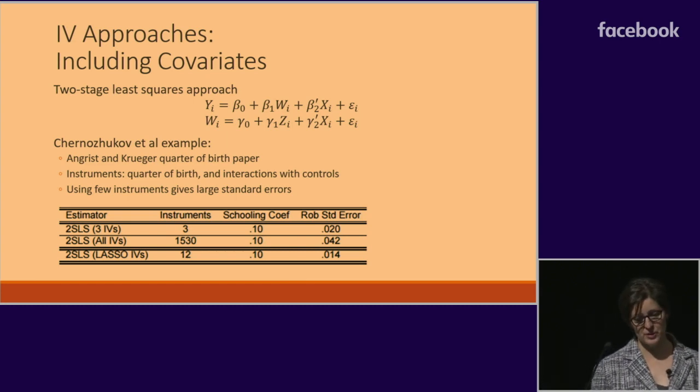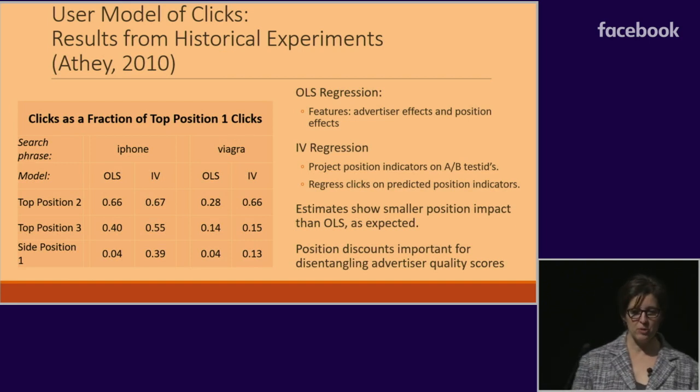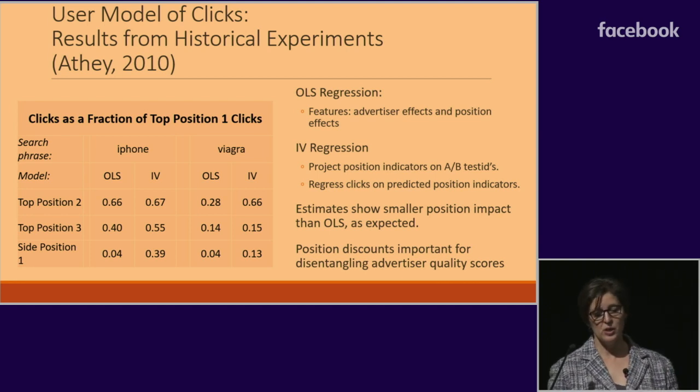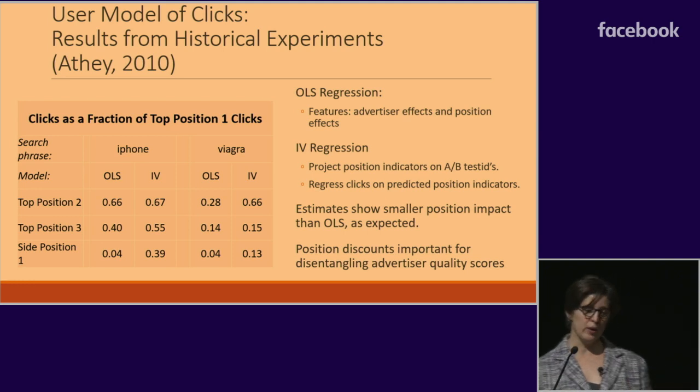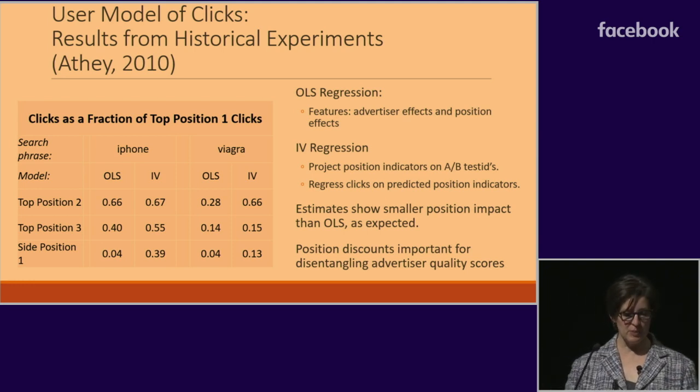And they got much more precise estimates. One of the experiments I ran when I was at Microsoft was, again, trying to look at the impact of being in higher positions for ads. So if I looked, here's two queries, iPhone and Viagra. These are two different queries that people would put into Bing. And each of these would show ads.